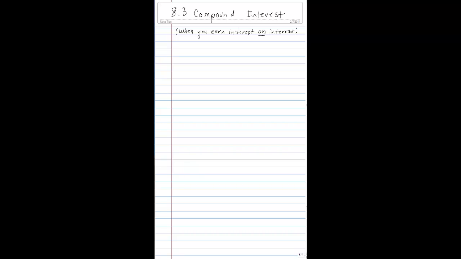Section 8.3 deals with compound interest. This is when you earn interest on your interest. This is great if you're talking about a savings account, not as good if you're talking about borrowing money, such as with a credit card. Let's take the example of saving $1,000 at a rate of 5%, compounded once a year.